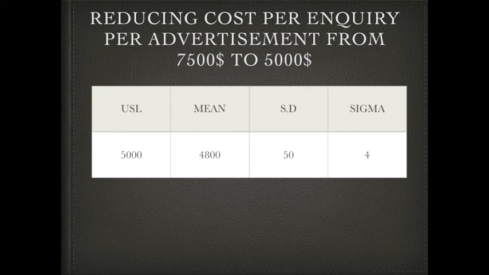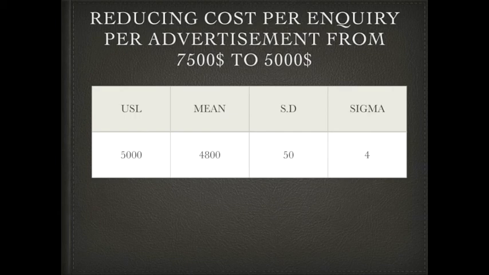Now in this example, our goal is to reduce the cost. So anything you are going to reduce has an upper specification limit. So the target, that is the upper specification limit, is 5,000, and after making some improvements in the process, we have achieved a mean level of 4,800 from 7,500. So the current mean level that we have is 4,800 and the standard deviation that we have is 50.